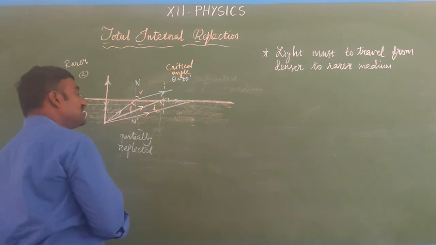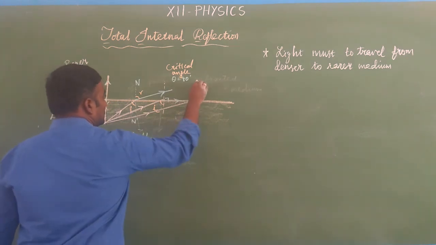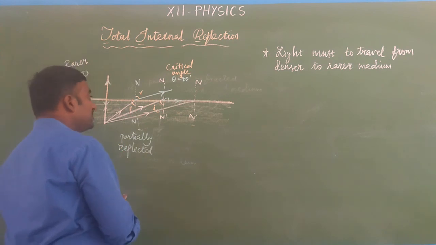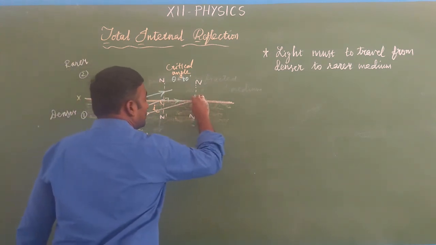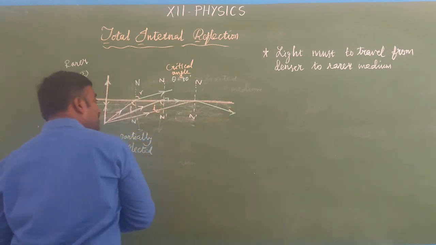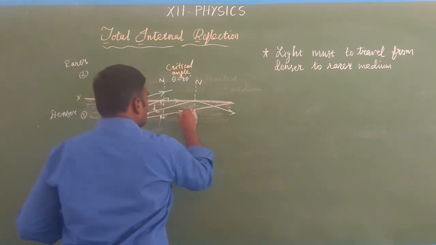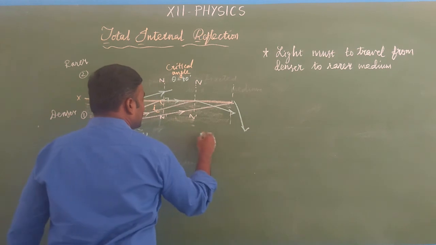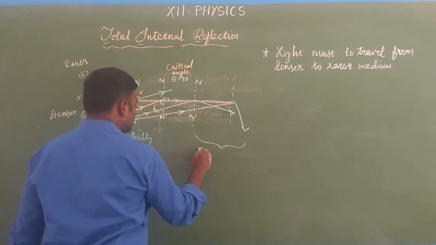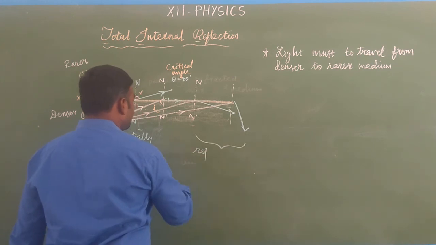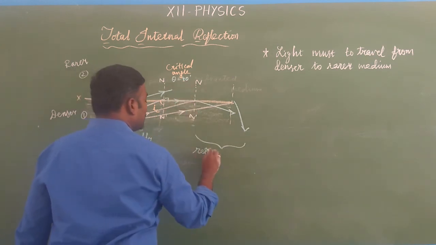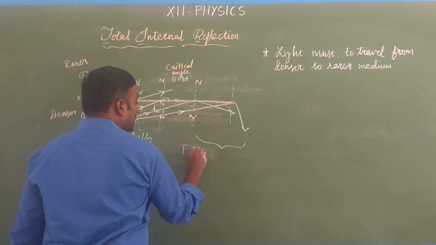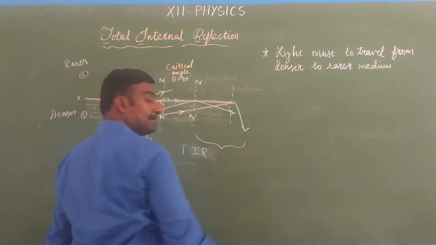Beyond the critical angle, if we increase the angle of incidence, with N and N dash as the normals, there is no refraction; it is fully reflected in the same medium. From that particular point onward, only reflection occurs. So this ray is partially reflected, this is partially refracted, and this is completely internally reflected. This is total internal reflection.